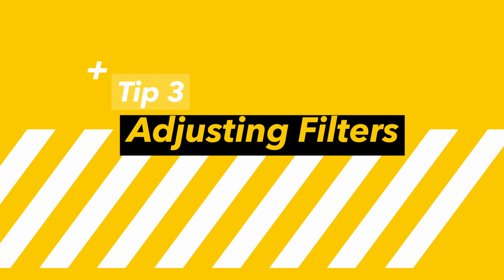So that is tip number 2, to crop your images to shapes to get a little bit more style. Now let's go ahead and talk about adjusting the filters on your image. So this is tip number 3, adjusting filters.